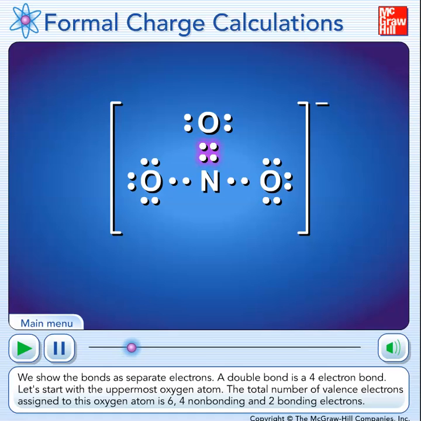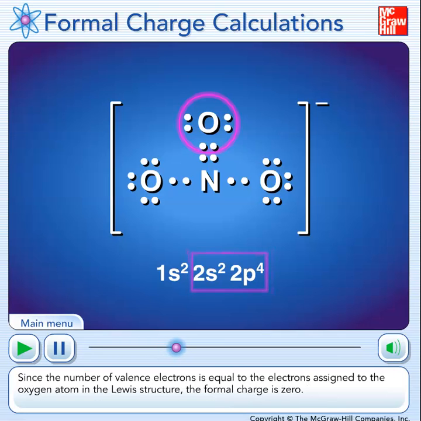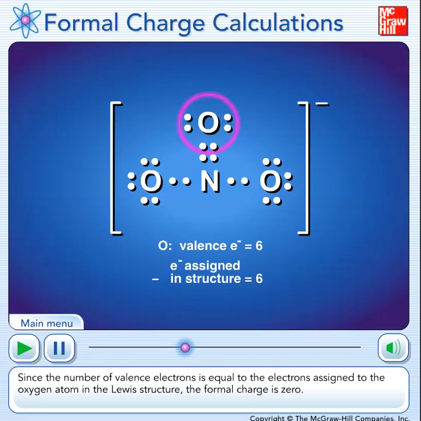Let's start with the uppermost oxygen atom. The total number of valence electrons assigned to this oxygen atom is 6, 4 non-bonding and 2 bonding electrons. Now, compare this number of electrons to the number of valence electrons in an isolated oxygen atom. Looking at the electron configuration of oxygen, we see that an oxygen atom has 6 valence electrons. Since the number of valence electrons is equal to the electrons assigned to the oxygen atom in the Lewis structure, the formal charge is 0.